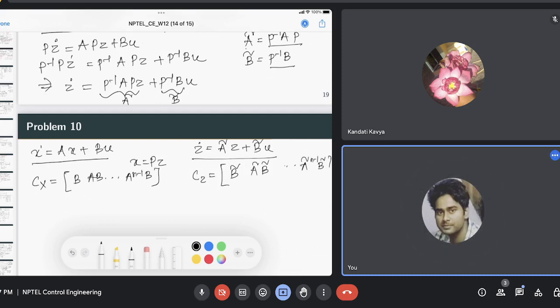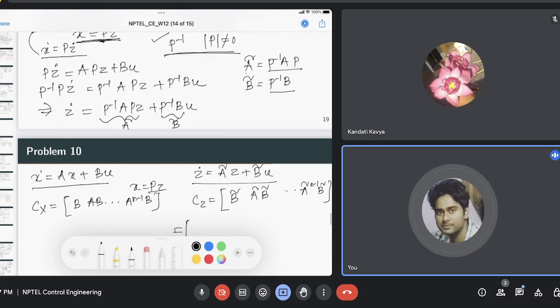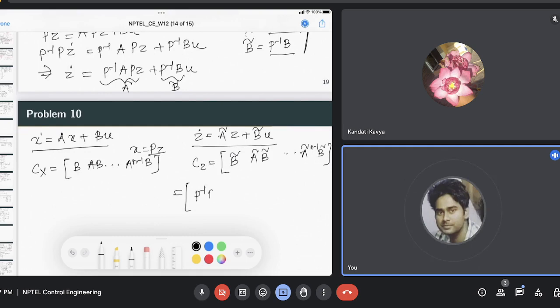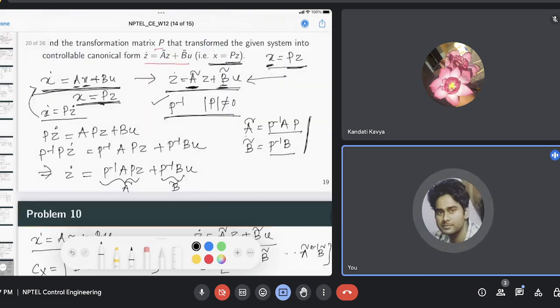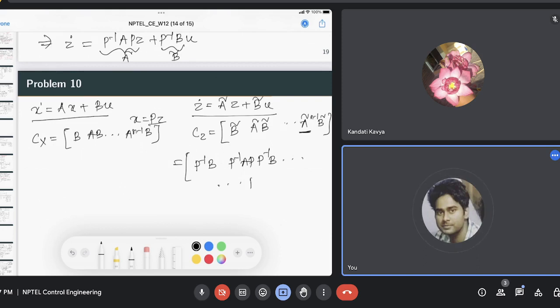Okay, but we can substitute b tilde here, right? Because if some P exists, then b tilde and a tilde will be related by this. So that means b tilde will be P inverse b, a tilde will be P inverse a P, b tilde is again P inverse b, and so on. So you can check a tilde to the power n minus 1 will be (P inverse a P) to the power n minus 1, times P inverse b.